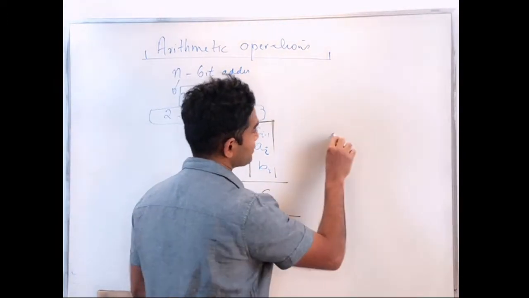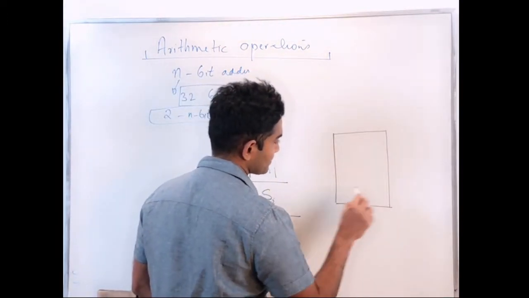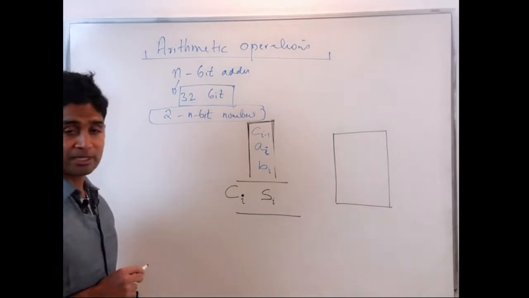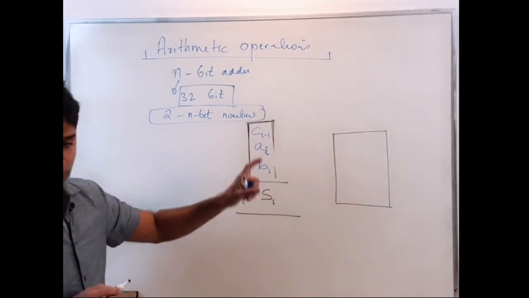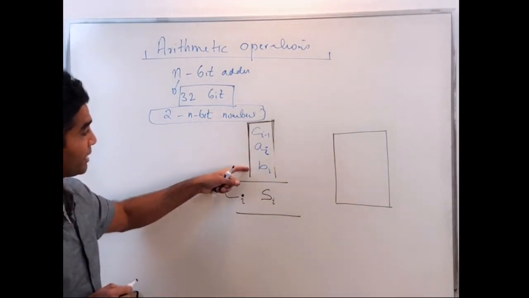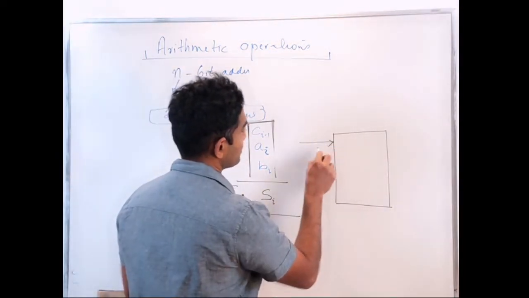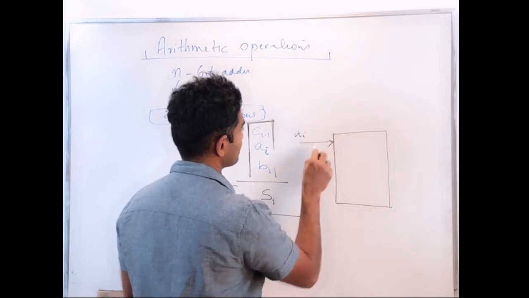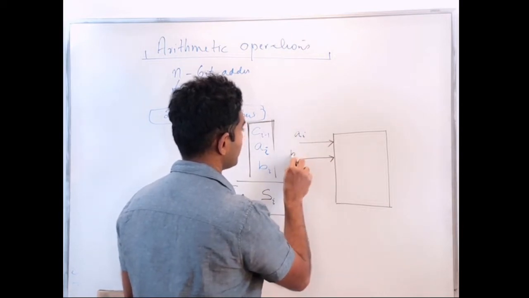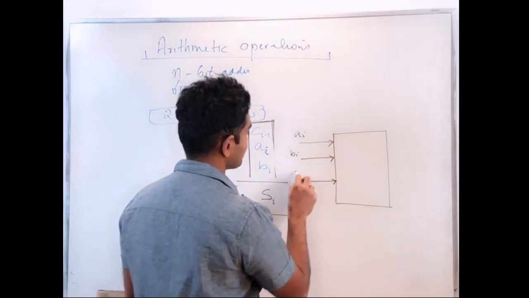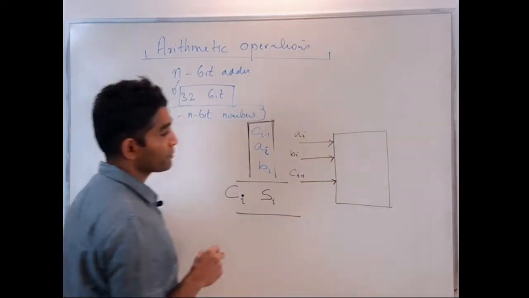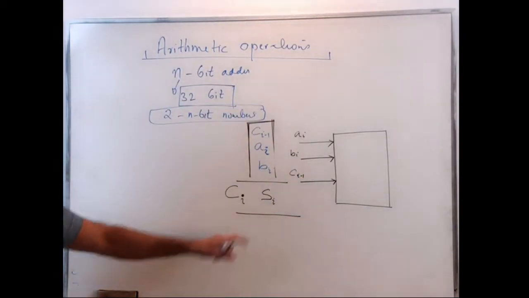Let me put that down in the form of a block diagram, a level 0 diagram. How many inputs do I have? I have 3 inputs, Ai, Bi and Ci minus 1. How many outputs do I have? I have 2 outputs, Si and Ci.